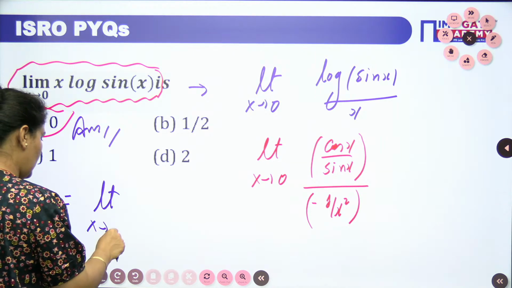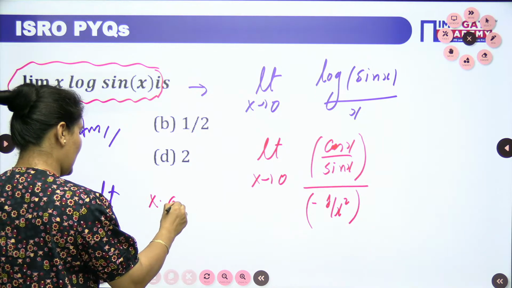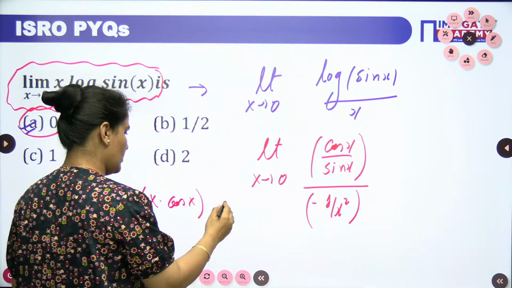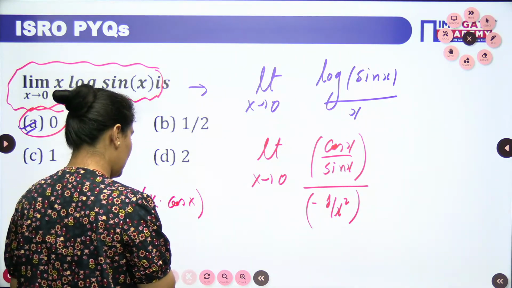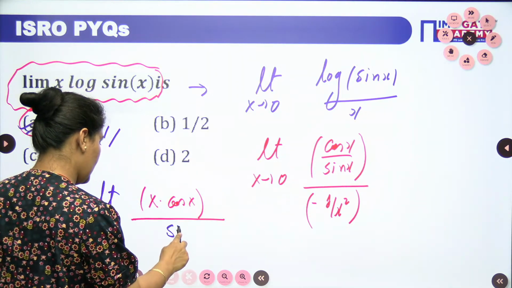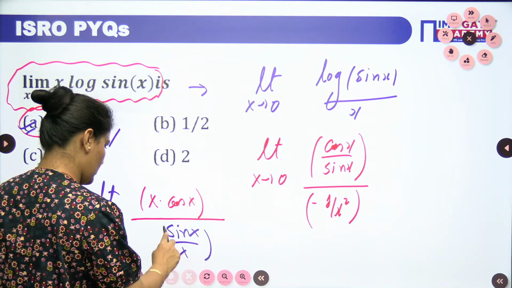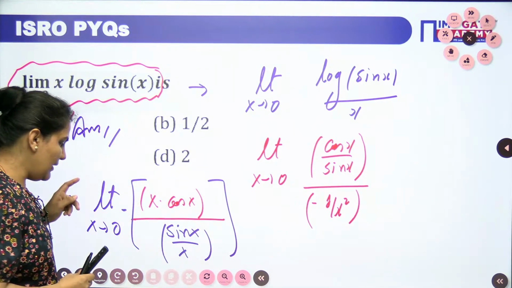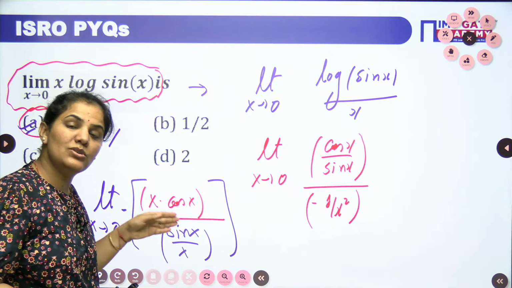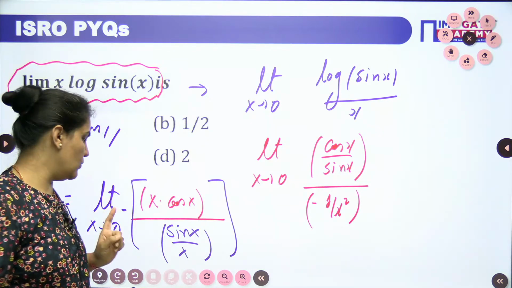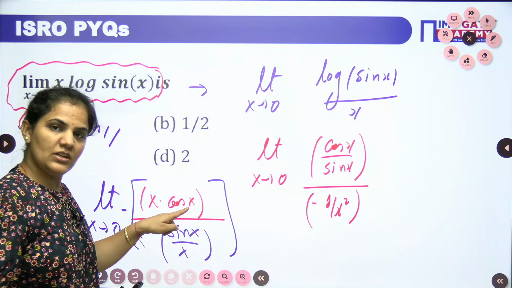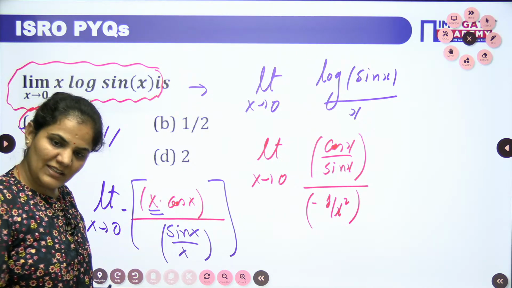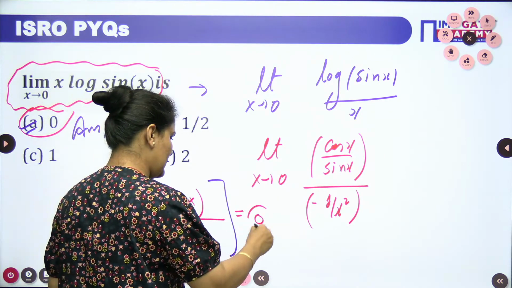If you want to write limit x tends to 0, you can go with x cos x also. I am having x square in the denominator, so we can take sin x by x also, and negative we are having, so negative we can take here. As I approach, limit x tends to 0, sin x by x is always equal to 1, and cos 0 is 1, but here I am having x, so 0 into something is 0 again. So in this case also you can write your answer as 0.